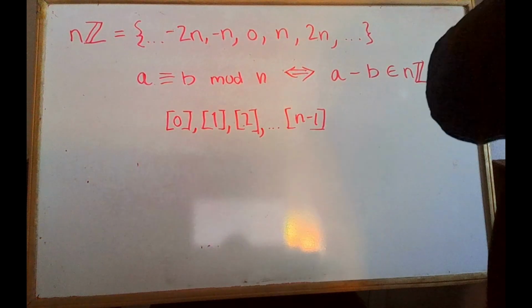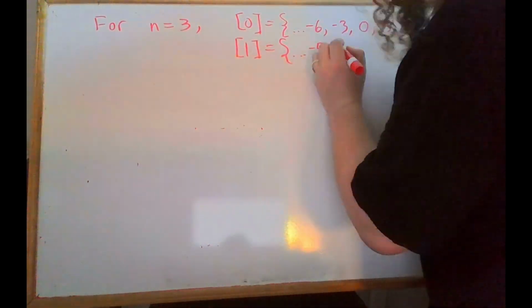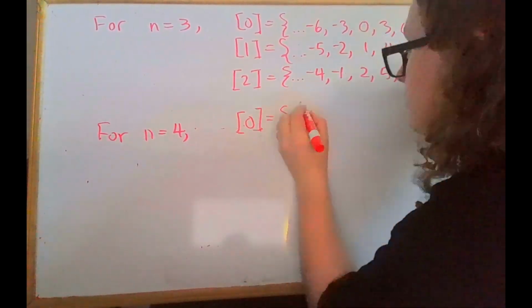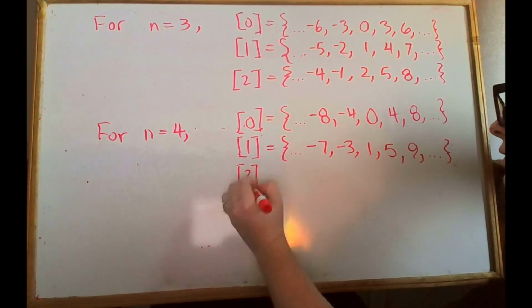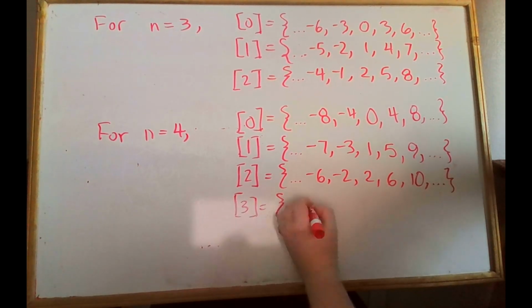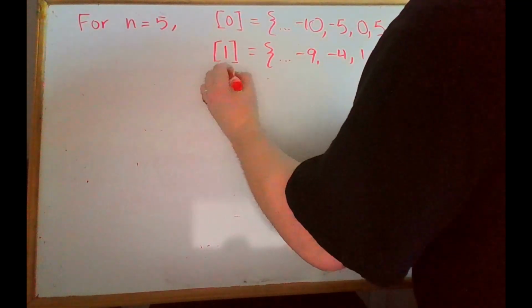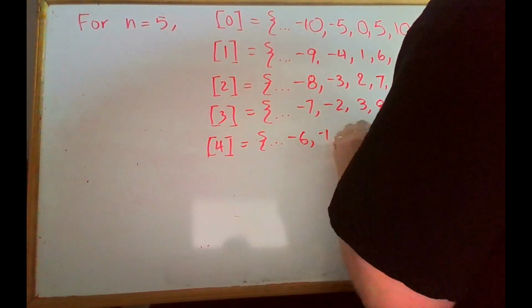Let's see a few explicit examples. For n equals 3, we have the multiples of 3, the multiples of 3 plus 1, and the multiples of 3 plus 2. For n equals 4, we have the multiples of 4, the multiples of 4 plus 1, the multiples of 4 plus 2, and the multiples of 4 plus 3. For n equals 5, we have the multiples of 5, the multiples of 5 plus 1, the multiples of 5 plus 2, the multiples of 5 plus 3, and the multiples of 5 plus 4.